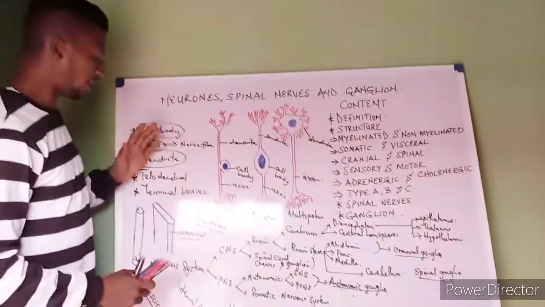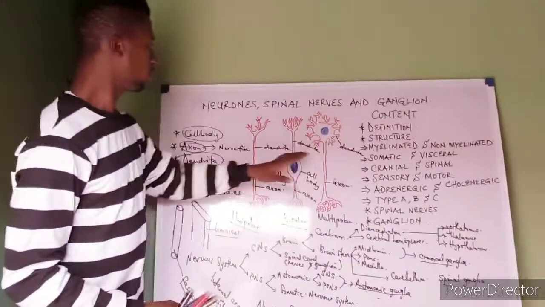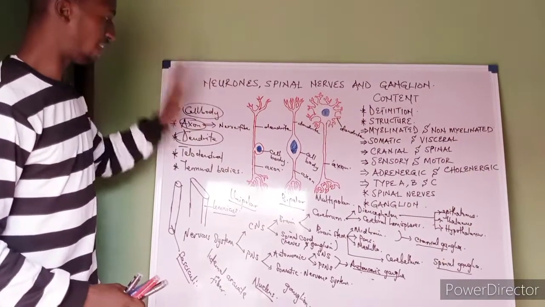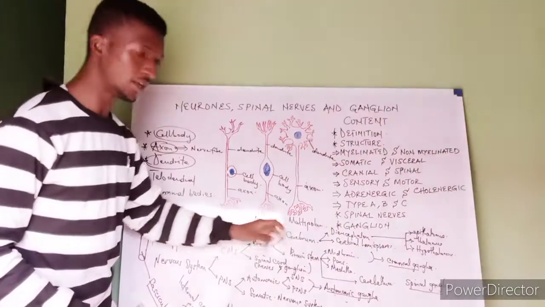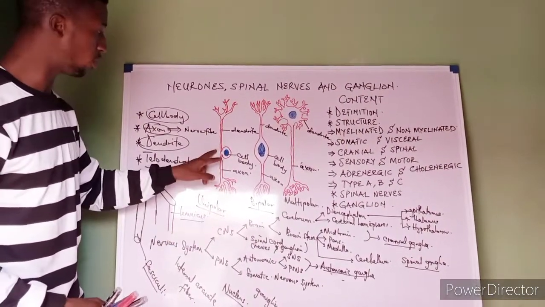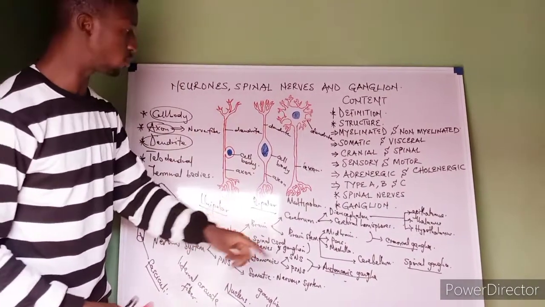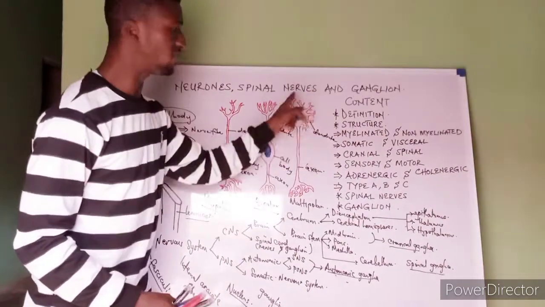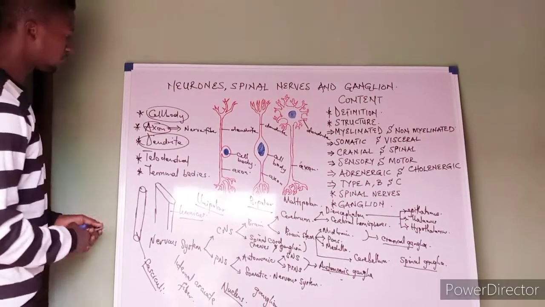Now let's try to understand what we have explained so far. In a nutshell, we have three types of nerve cell: the unipolar, the bipolar, and the multipolar. In the unipolar, the axon and the dendrite emerge from one pole. In bipolar, the axon and dendrite emerge from two poles. And in a multipolar, the axon emerges from one pole, while the dendrites emerge from several poles. You can see them emerging from several poles.